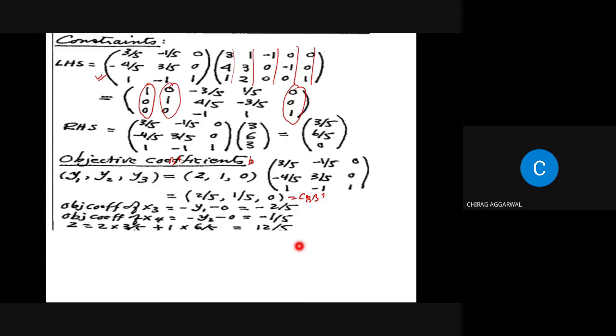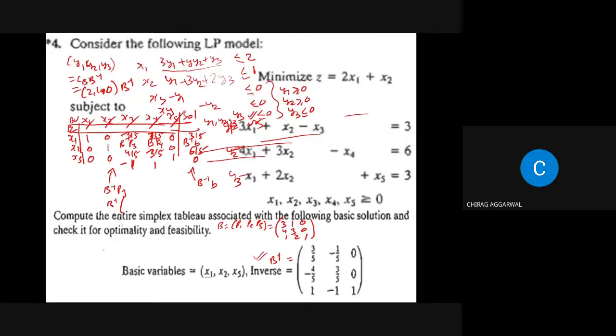So Zj minus Cj, here the non-basic variables are, in this case, because x1 is a basic variable, so z1 minus c1 will be 0. x2 is a basic variable, so z2 minus c2 is 0. x5 is a basic variable, so z5 minus c5 is also 0. So non-basic variables are only these, so we have to compute only these. So here we have z3 minus c3, corresponding to x3.